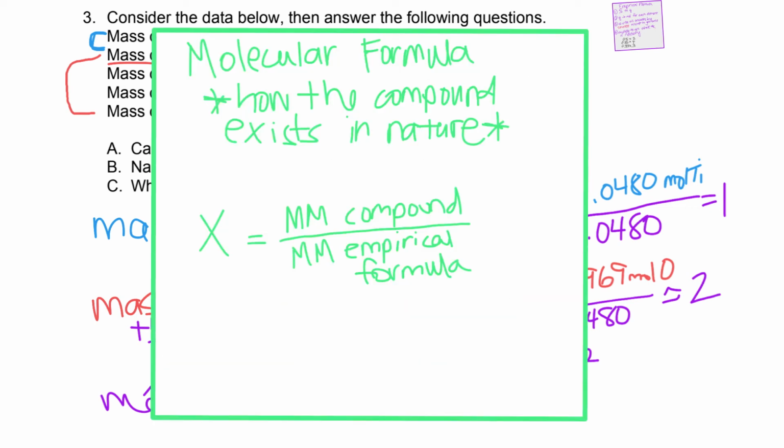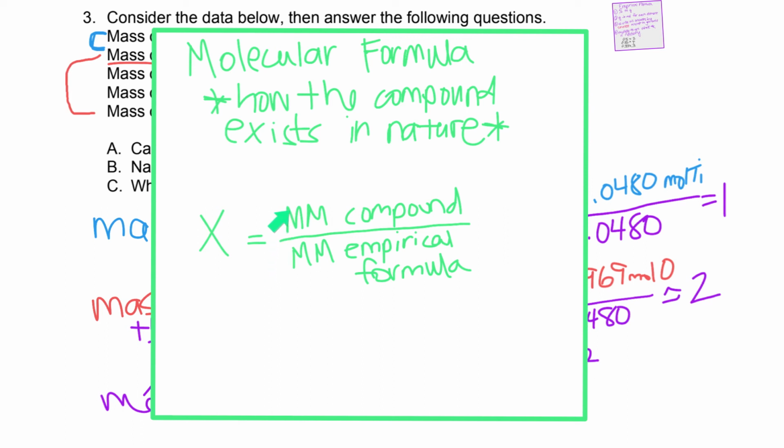Here's some bonus content. This problem doesn't talk about molecular formula, but I still wanted to address it. If you would have been asked for the molecular formula, that means how the compound actually exists in nature. So it may not be the lowest whole number ratio, which is what empirical formula is. So in order to find that, you have to find this whole number multiplier, which I'm just denoting as X. And in order to do that, you're going to take the molar mass of the compound, as it does exist in nature, divided by the molar mass of the empirical formula.